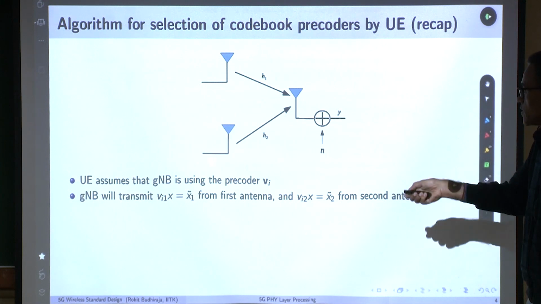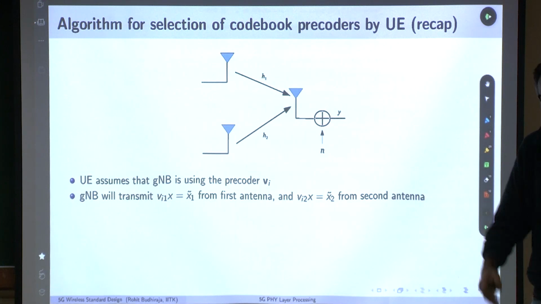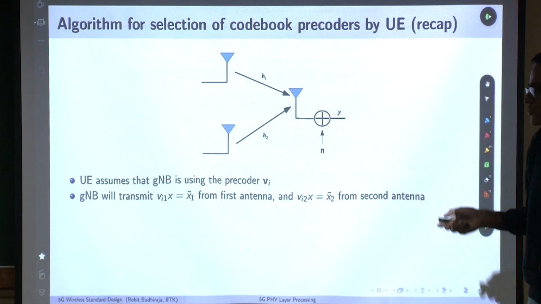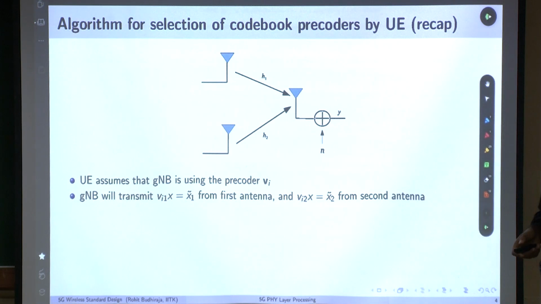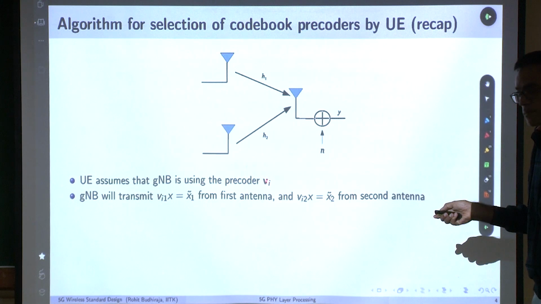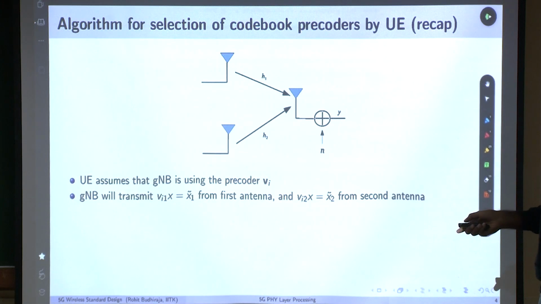So all this information is not hidden from the user, that is, how many antennas the base station is using to transmit the signal in this case, right? Okay, correct. So what the UE assumes is that the gNodeB is using this precoder, and the gNodeB will transmit. If it is using this precoder, what will the gNodeB do? What is the first entry of the precoder? VI1. That's okay. So what will be sent from the first antenna?